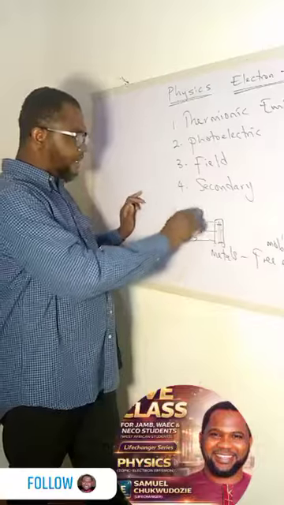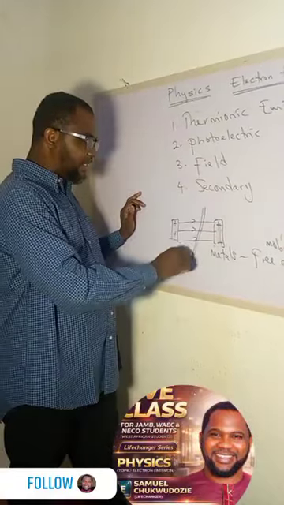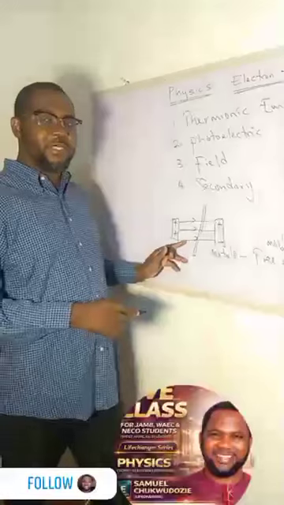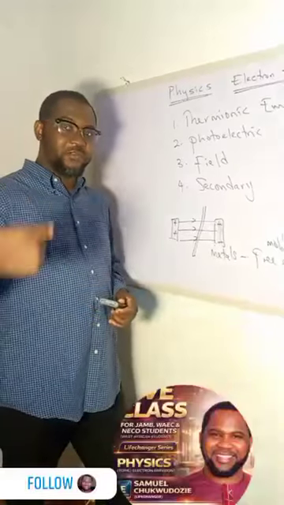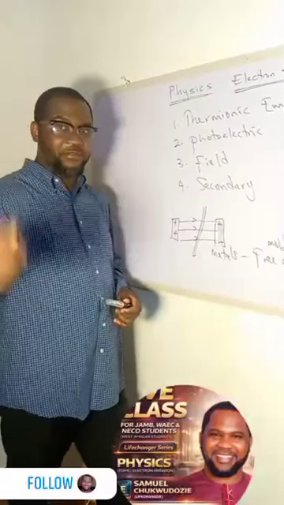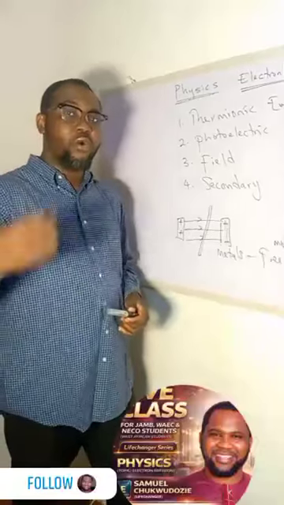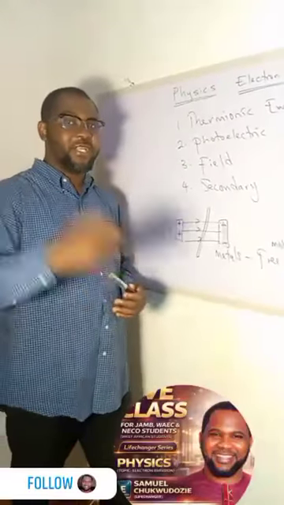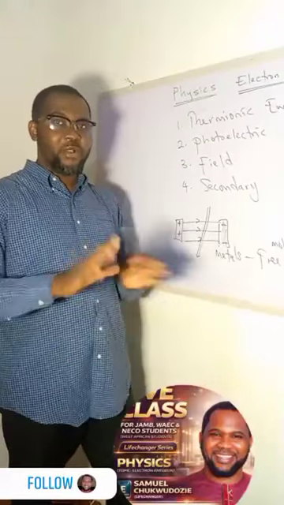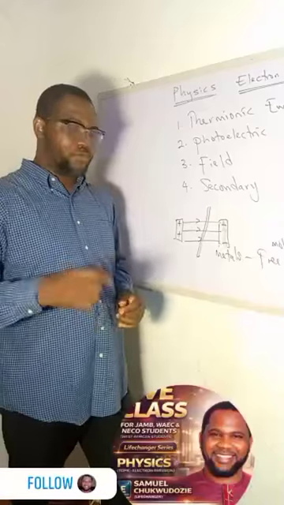Now, if I place a metal inside this electric field, and the energy from this electric field is sufficient enough, remember, I keep mentioning sufficient. The energy has to be sufficient. That is what we call work function: the minimum energy required for electrons to be ejected from the surface of a metal. But we'll look at that as we continue.